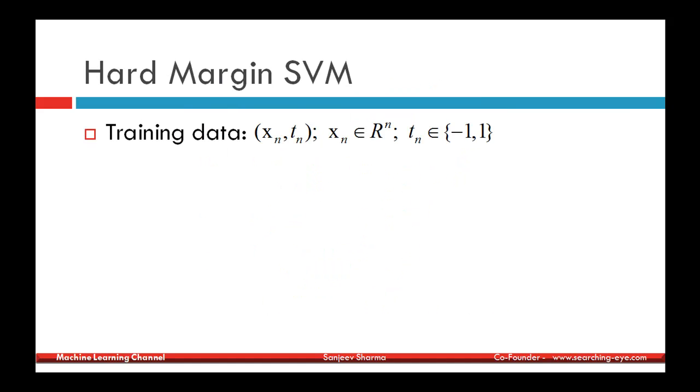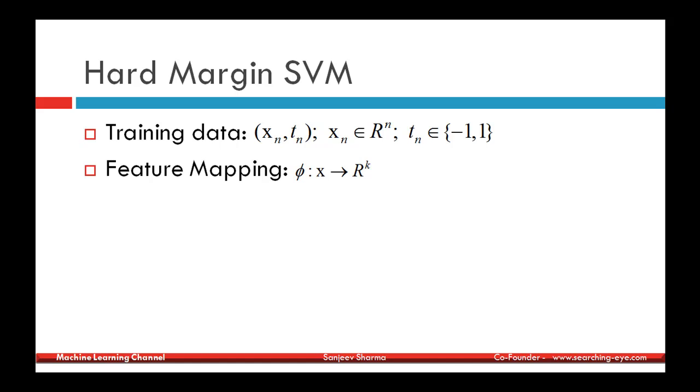So we have training instances or the training data denoted by xn and tn, where xn is an input vector or the input instance and tn is its target value. The tn can take just two values. It can be negative one, which denotes the blue class, and positive one, which denotes the red class. There is some mathematical formulation for choosing these two values and we will see them later.